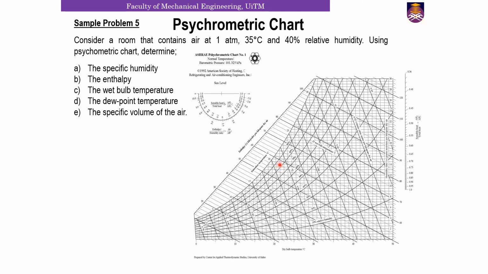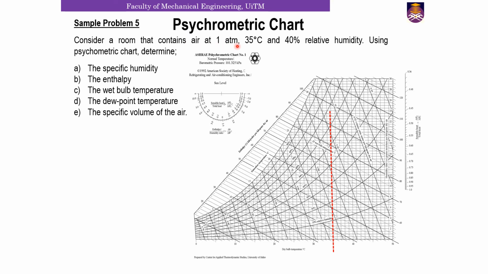So we have our psychrometric chart. We want to now find where our temperature of 35 degrees C is. The dry bulb temperature is given here. For 35 degrees C, we draw a vertical line straight up at 35 degrees C. That represents our dry bulb temperature.